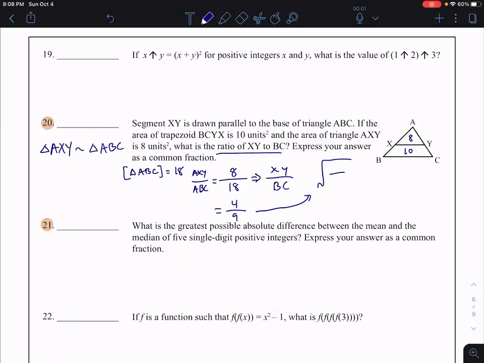So when you take the square root of 4 over 9, you get 2 over 3. So that just means that the sides of the triangle AXY are two-thirds of the side lengths of the triangle ABC. So that also means that this fraction is equal to XY over BC. So 2 over 3 is your answer.